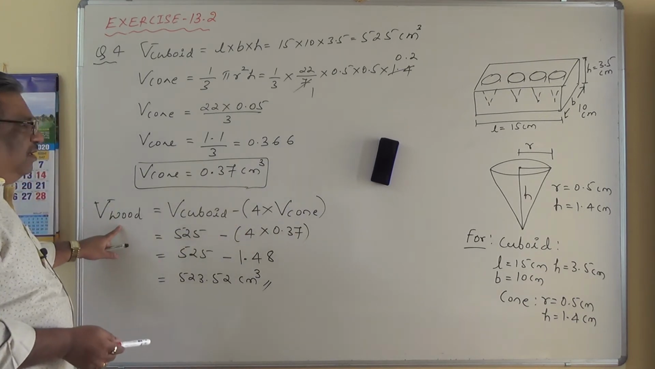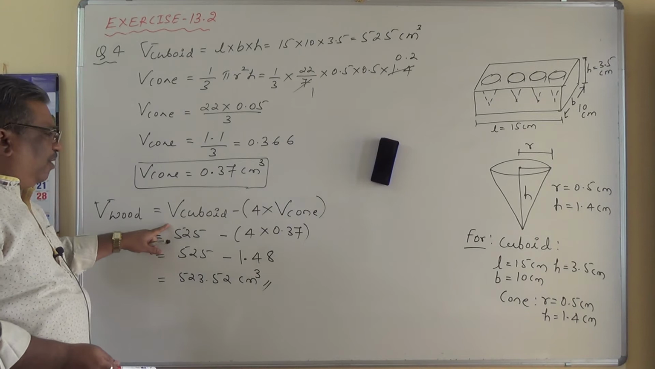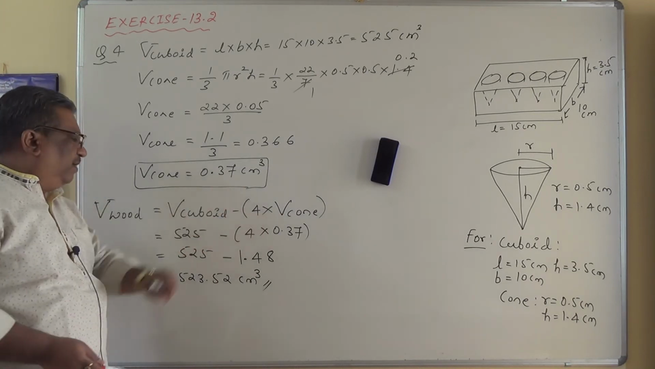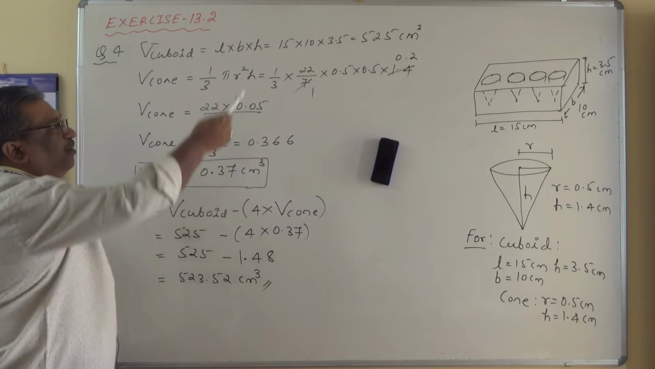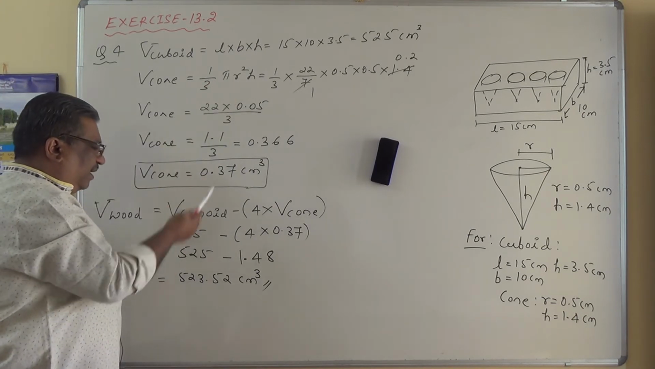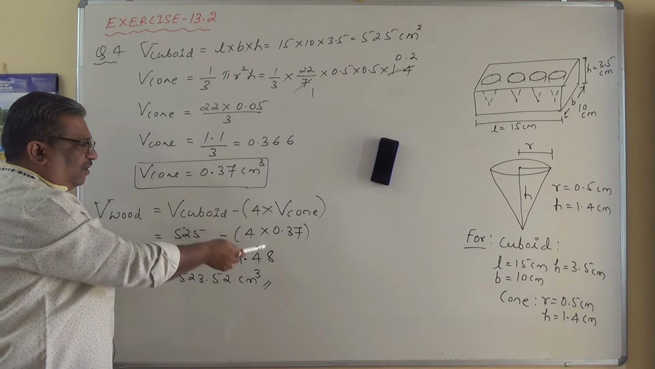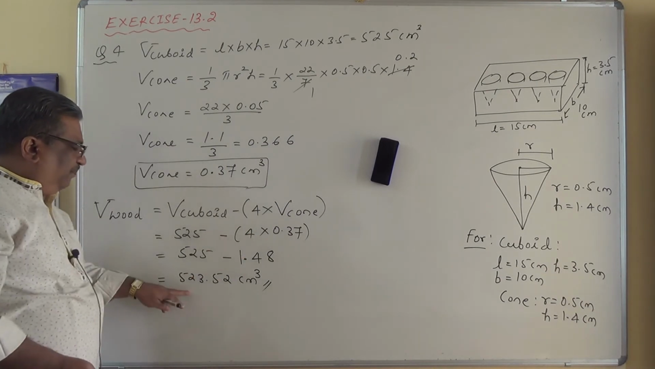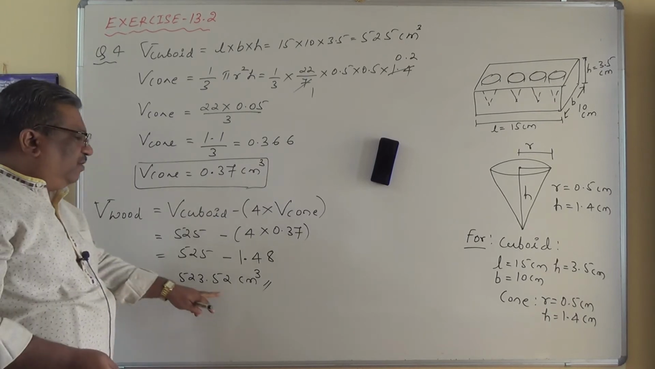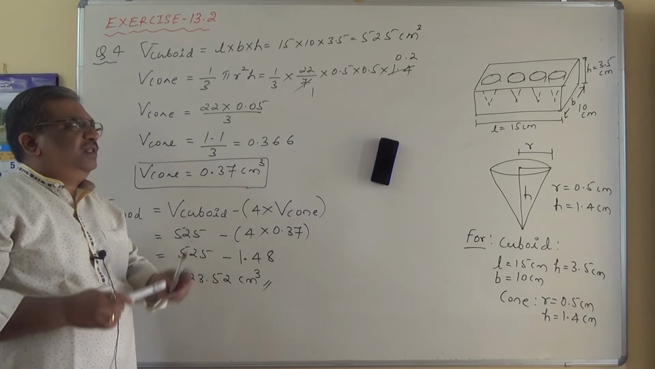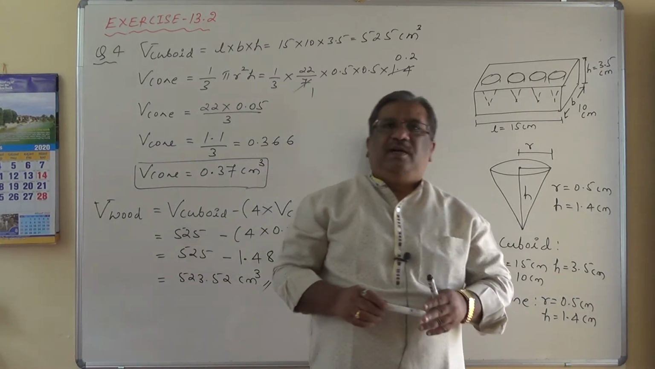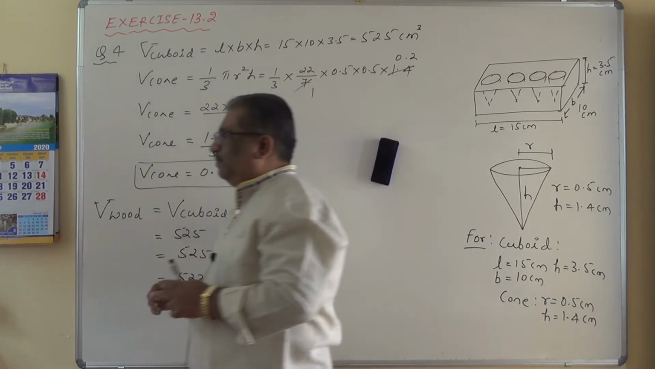Volume of the wood is equal to volume of the cuboid minus 4 times volume of the cone, which you have calculated over here. So 525 is the volume of the cuboid from before, you can tag it also, minus 4 times 0.37. If you work out, it is approximately 523.52 cubic centimeter is the volume of the wood for this conical stand, isn't it? So make a note of this one.